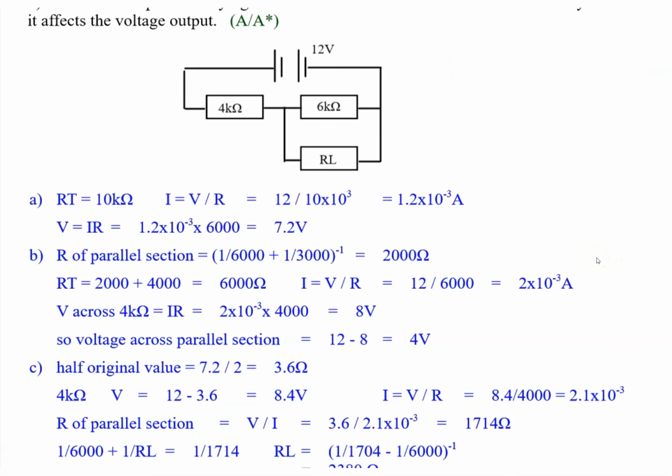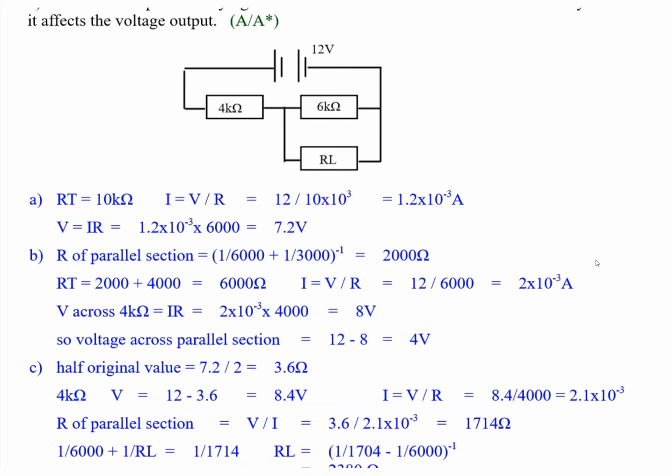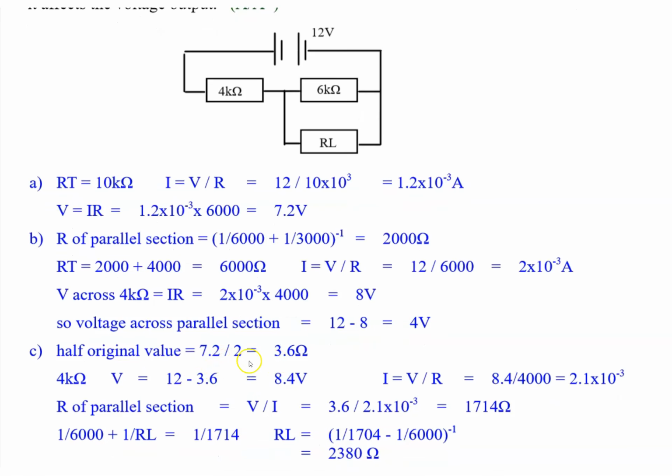Okay, so we're getting quite difficult now. Part C, so for what value of RL would the output voltage drop to half its original value? Okay, so the first thing we need to do is to find what that half is. So 7.2 over 2 is 3.6. And then we know that the total parallel section has got 3.6 volts.